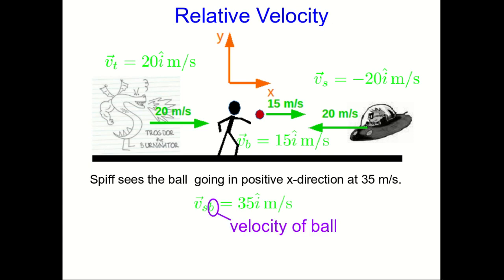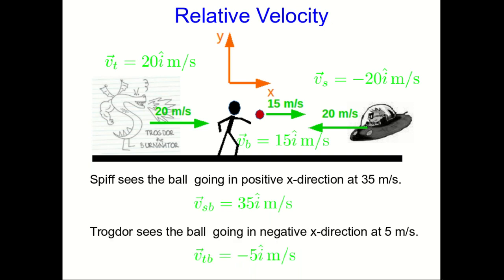And these subscripts, the second subscript is saying that this is a velocity of the ball. And the first subscript is saying that this is the velocity relative to Spiff, or as seen by Spiff. So this is going to be my convention. The first subscript is what this velocity is relative to, and the second subscript is what this is the velocity of. So Trogdor, according to Trogdor, well, he's catching up to the ball at 5 meters per second, and so he sees it going to the left at 5 meters per second.